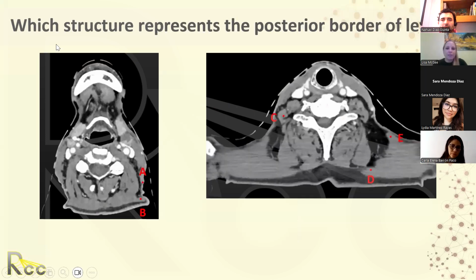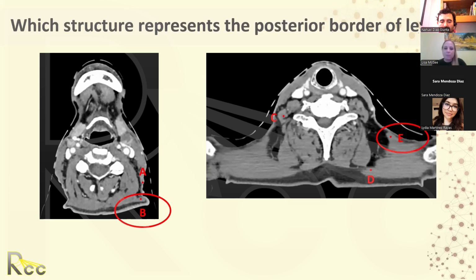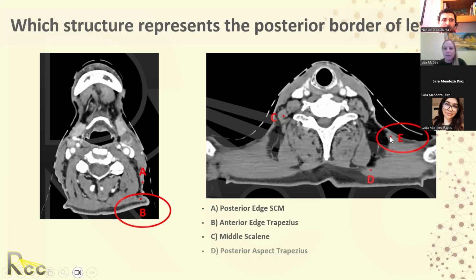Next, we have these representative CT slices. On these CT slices, which structure represents the posterior border of level 5? B and E, exactly. So A, we have the posterior edge of the sternocleidomastoid. B, we have the anterior edge of the trapezius. C is the middle scalene again. D is the posterior aspect of the trapezius. And then E is also the anterior edge of the trapezius. So that muscle can look very different depending on exactly what level we are within the neck.